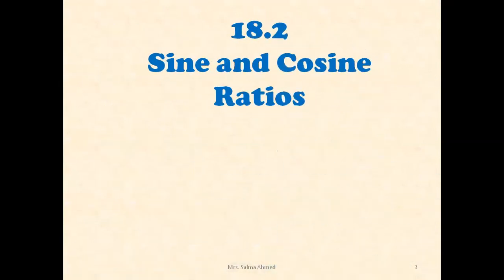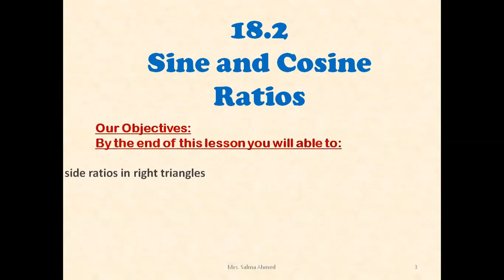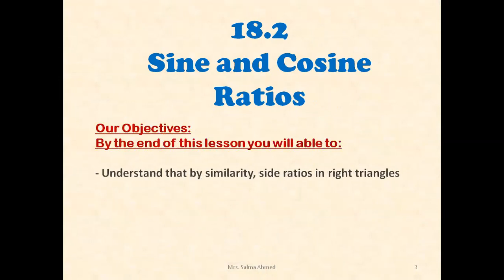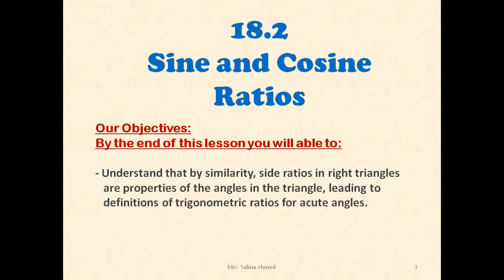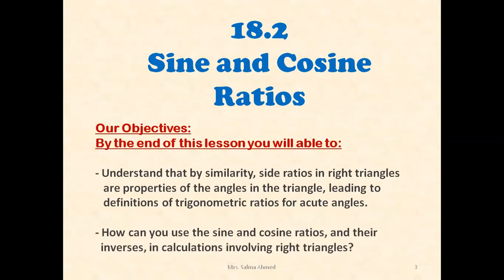We are going to start with this lesson, which is 18.2, sine and cosine ratios. Our objective by the end of this lesson: understand that by similarity, side ratios in right triangles are properties of the angles in the triangle, leading to definitions of trigonometric ratios for acute angles. And how can we use sine and cosine ratios and their inverses in calculations involving right triangles?